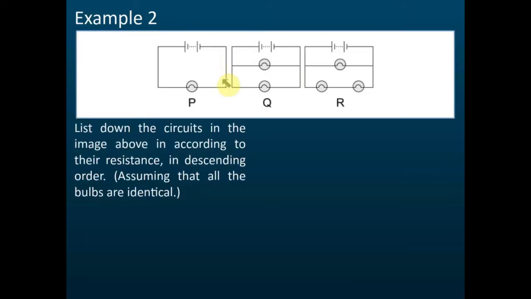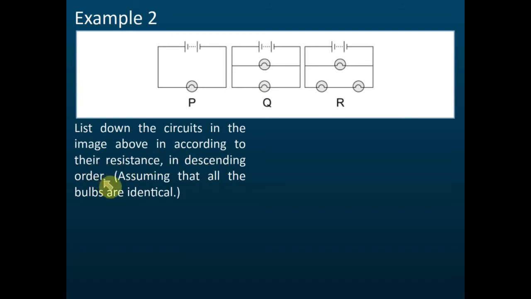This is a past year question, actually. It's a clone of a past year question. So we have three circuits, P, Q, R. This one, one resistor, two resistors, and three resistors. They want you to list down the circuits in the image above according to their resistance in descending order. Descending order means from the one with the highest resistance to the one with the lowest resistance.